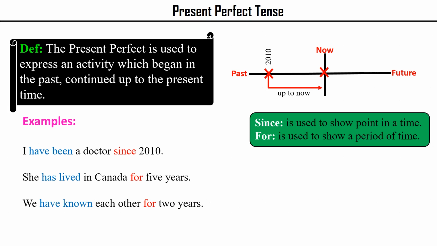Or we have known each other for 2 years. 2 years ago, we met each other and we still know each other. We have known each other for 2 years. For is used to show a period of time. It is used to show how long.